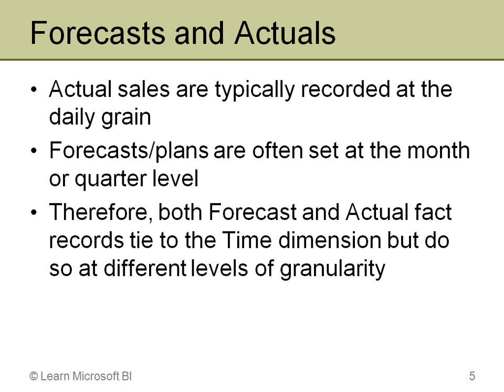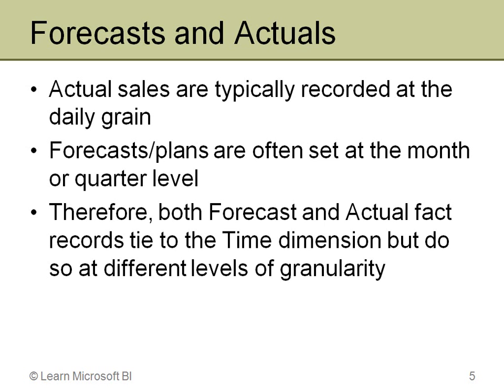The second area is, you see a lot of times with forecast and actuals, and that is you have the same dimensions, more or less, but they're at different levels of granularity. So think about it. Adventureworks records sales at a daily level. Every day, every product, they know what they sold. But when they do a forecast, they don't forecast at the daily level. They forecast only at the quarter level. And that's really common. Forecasts are typically either at the month or the quarter level. So to physically implement that, the forecast facts do tie to the time dimension. They just do so at a different level of granularity.